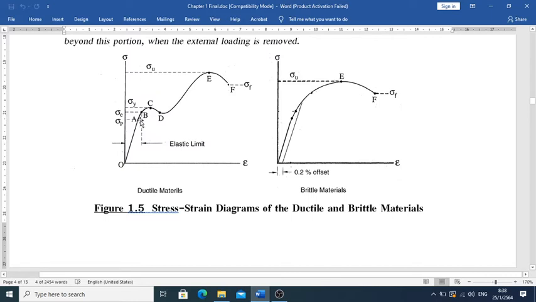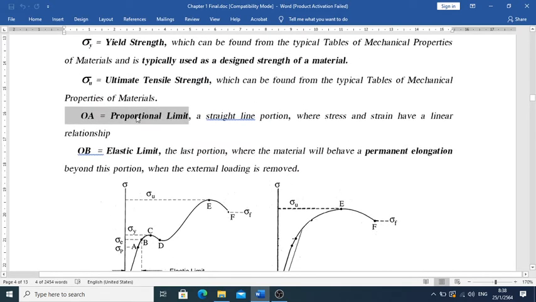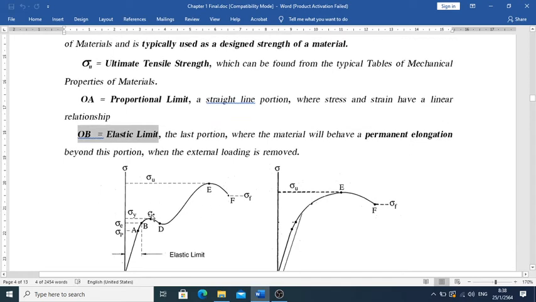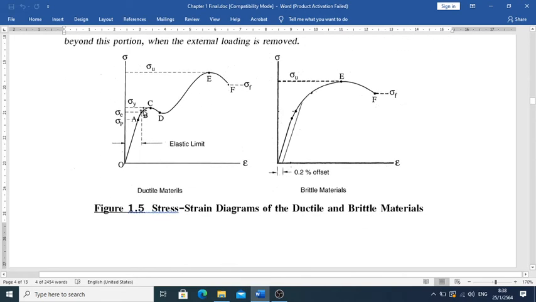But this A to B is not a straight line. So therefore, the equation is not sigma equal to E times epsilon anymore. The equation might be sigma equal to E times epsilon to the power of n, because this is going to be a curve anyway. So this is still under the elastic limit. So 0 to B we call the elastic limit. Beyond it is the portion where the material shows permanent elongation. Until we remove the force, everything can get back to the same shape.